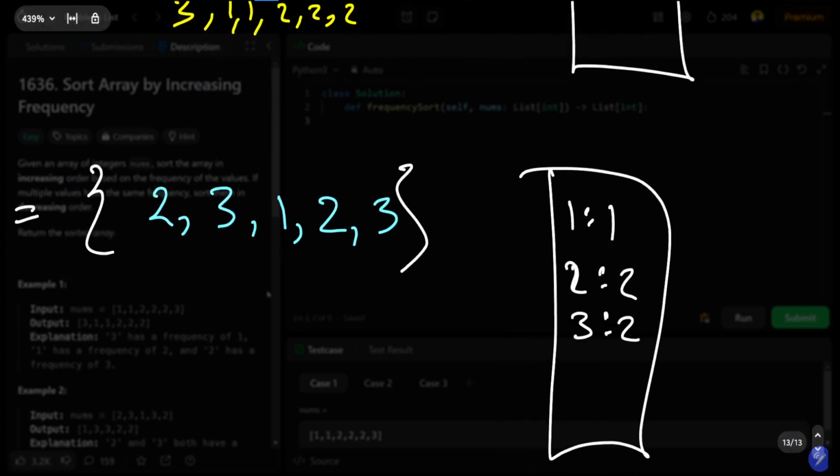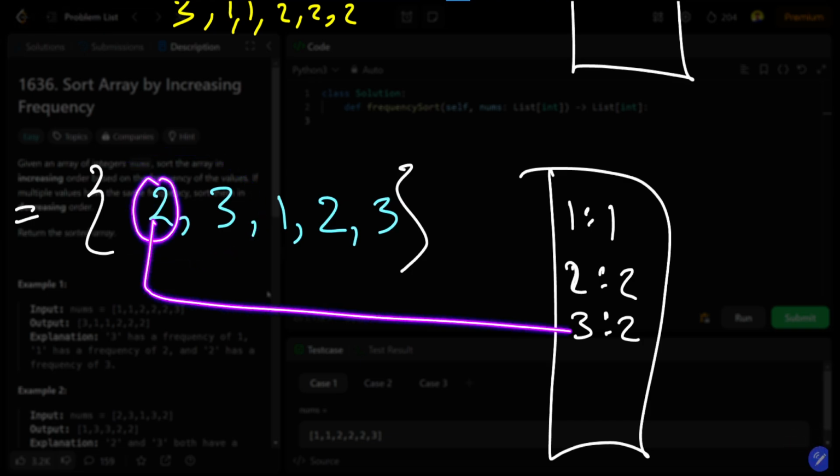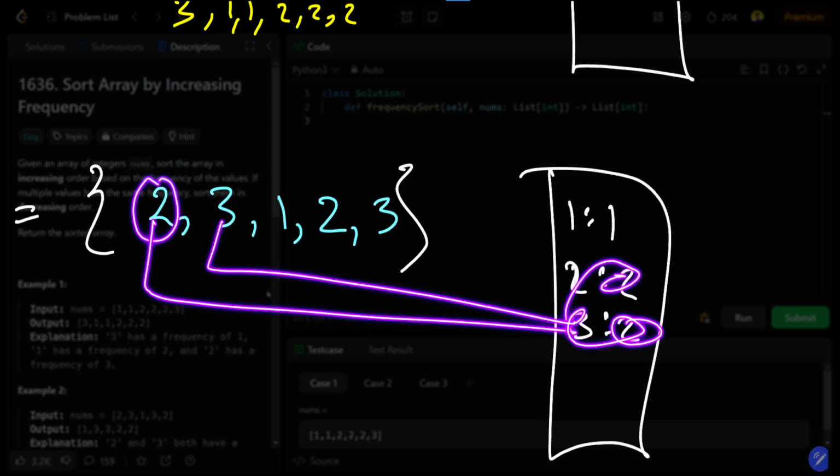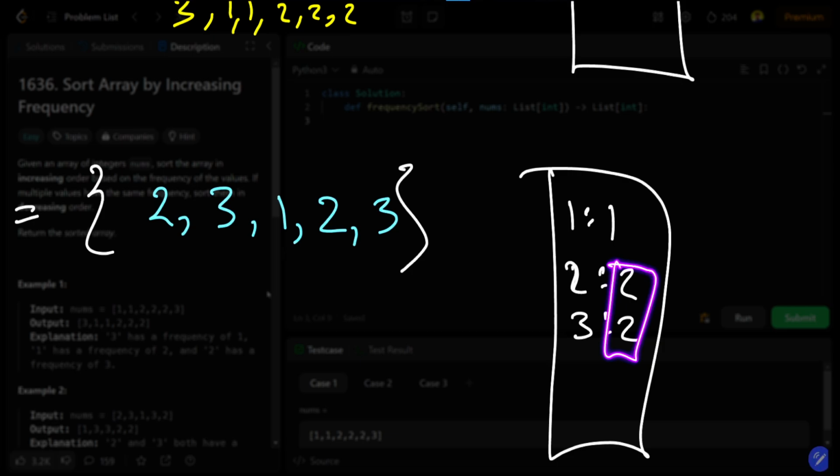Now whenever I do this comparison, what is the frequency of 2? It is 2. The frequency of 3 is 2. So whenever the frequency is common, I need to have the maximum element first based on the second condition in the question. That means 3 should come before 2. I might be swapping these two numbers.